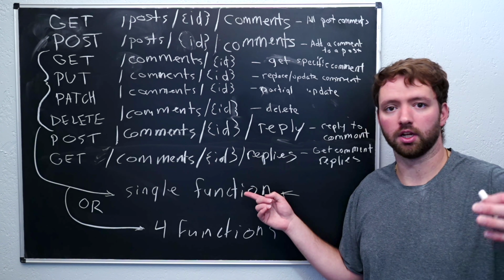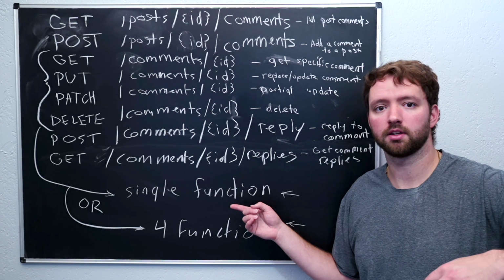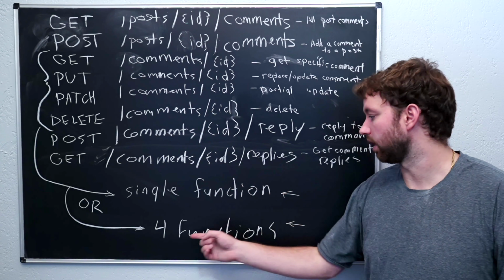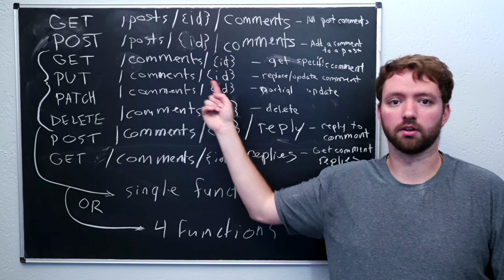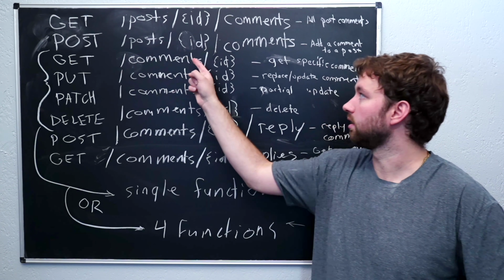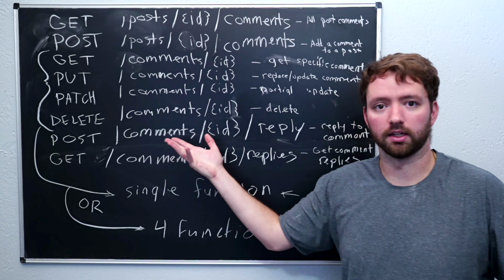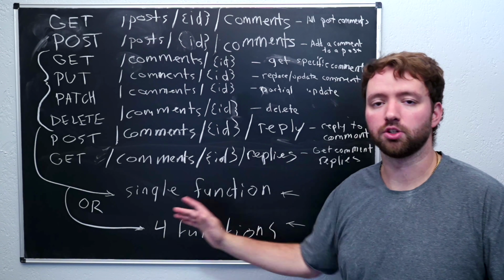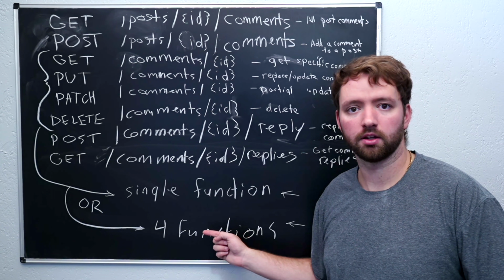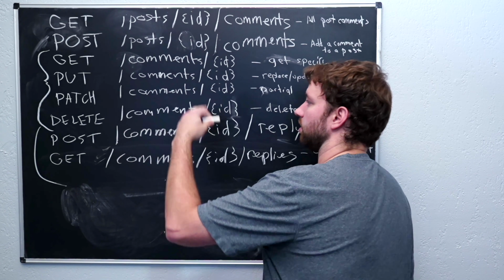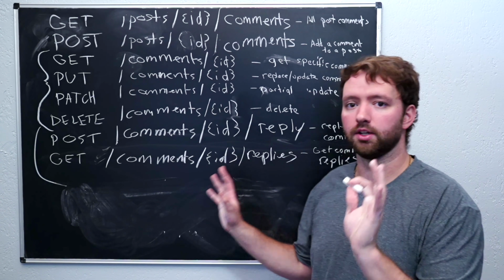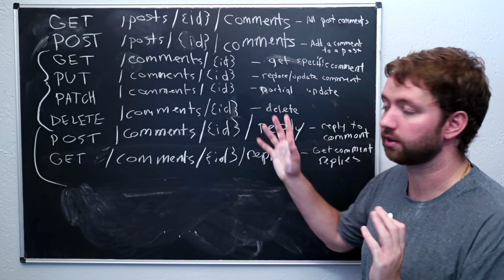Do you have one function and then you check what the request type is, the method? Or do you have 4 different functions, each one being associated with the combination of the method and the URL for unique destinations? So when we get into implementation, we'll see the differences here. But for now, I would just focus on what the API allows us to do. So this is our full interface of how we could interact with comments.